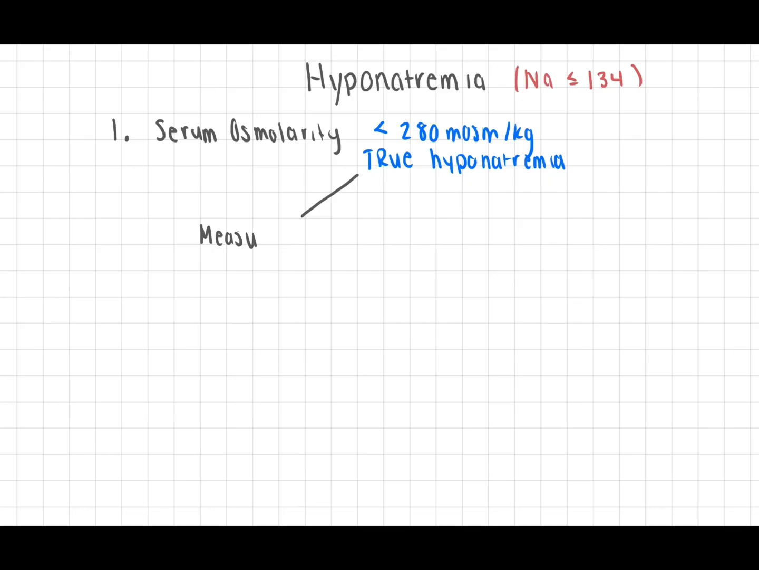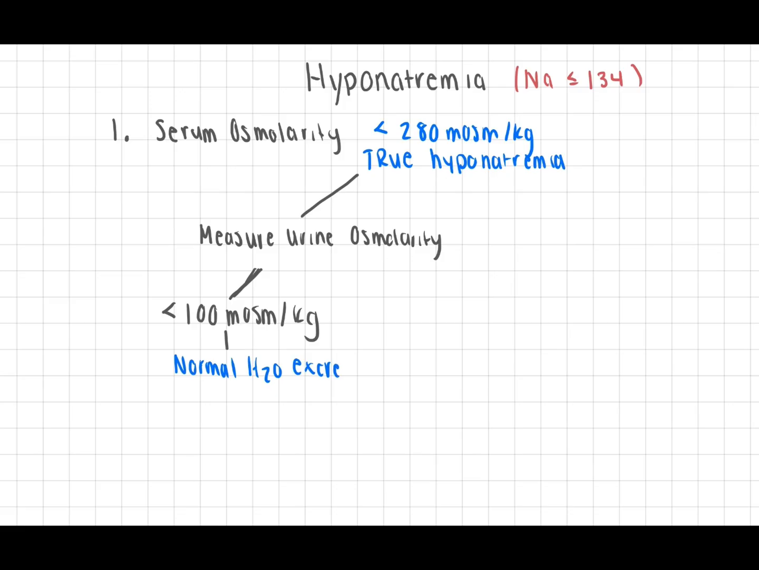So you need to measure urine osmolarity or your specific gravity. So if your ADH is appropriately suppressed, then your urine osmolarity is going to be less than 100 milliosmoles per kilogram. And this indicates normal water excretion. So we're excreting as much water as possible in our urine.